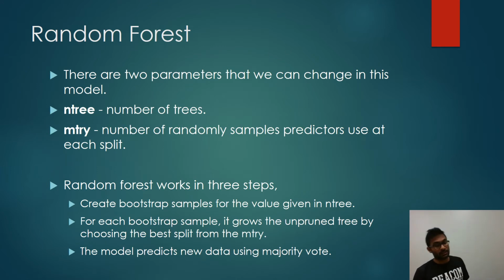So there are two parameters in random forest. The first one is ntree, and that is the number of trees that the random forest makes, and the second one is mtry. That's the number of random sample predictors used at each split.